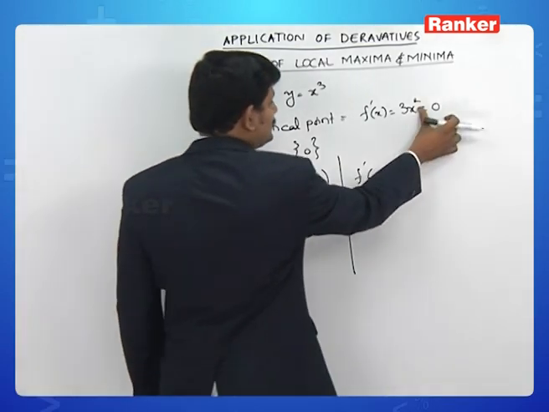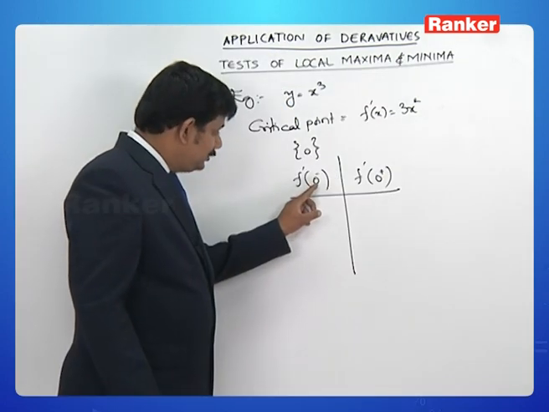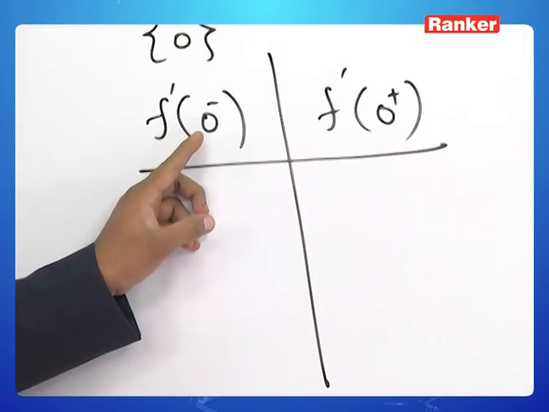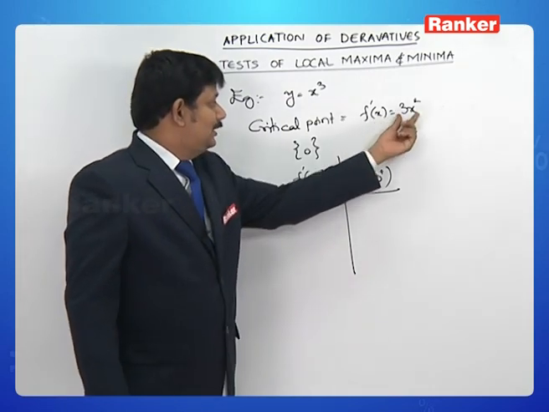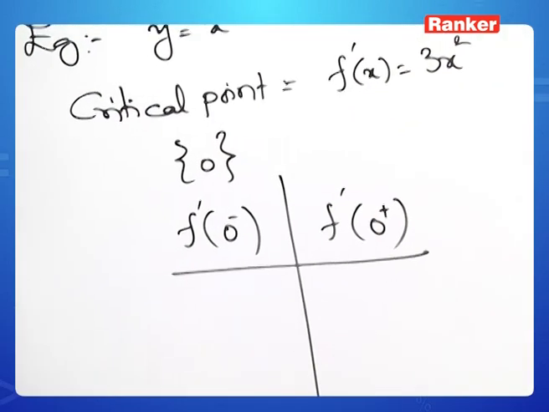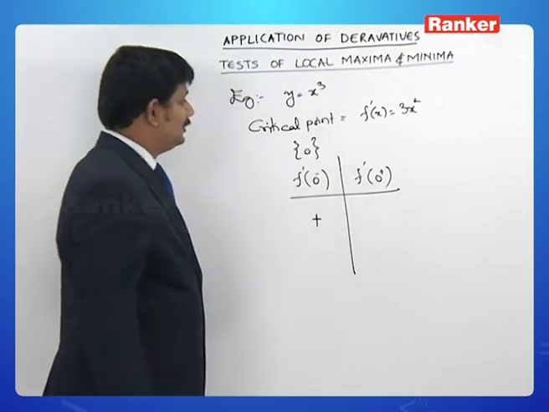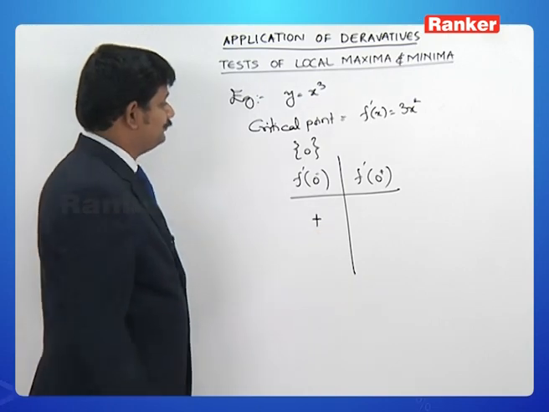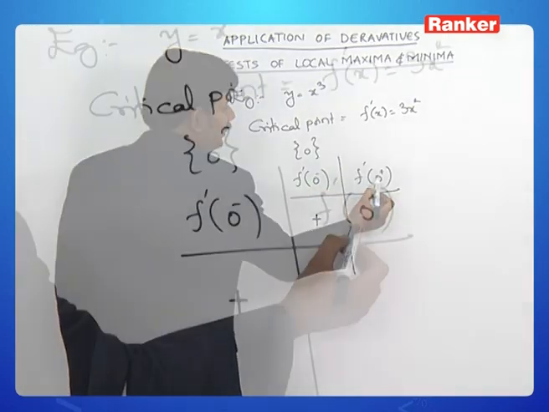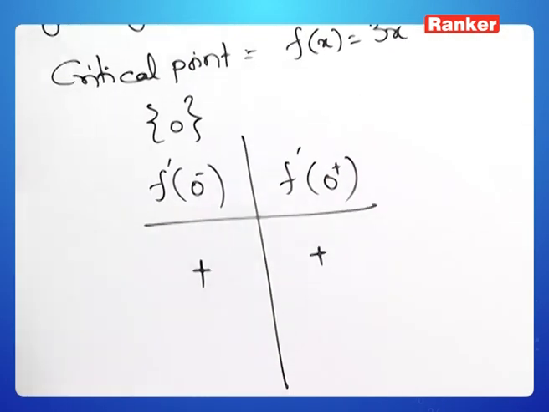F dash of x is 3x square. At a point to the left of 0, slightly smaller than 0, when I substitute here, 3x square would be positive. Irrespective of whether x is negative or positive, because we have x square, it will be positive. And f dash of 0 plus is also positive.